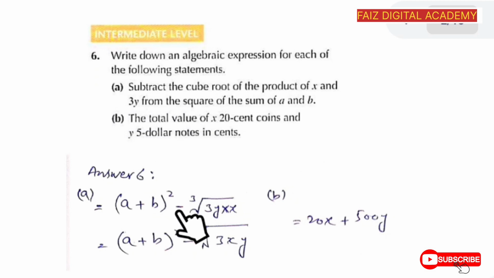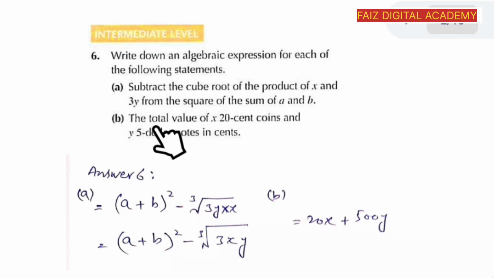I have written the minus sign from the square of the sum of a and b. So we have to write the sum of a and b and then take the square of this number. So this is the statement that I have converted to the algebraic expression. When we multiply 3y with x, it becomes 3yx or 3xy. Whatever we write, both ways are the same.